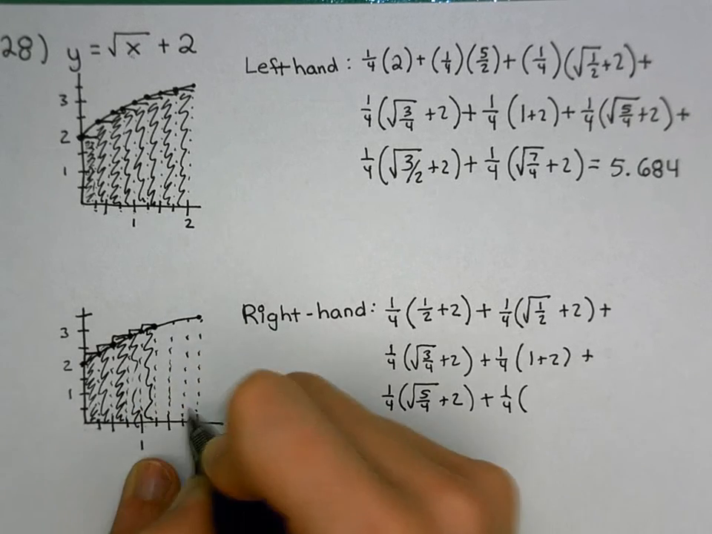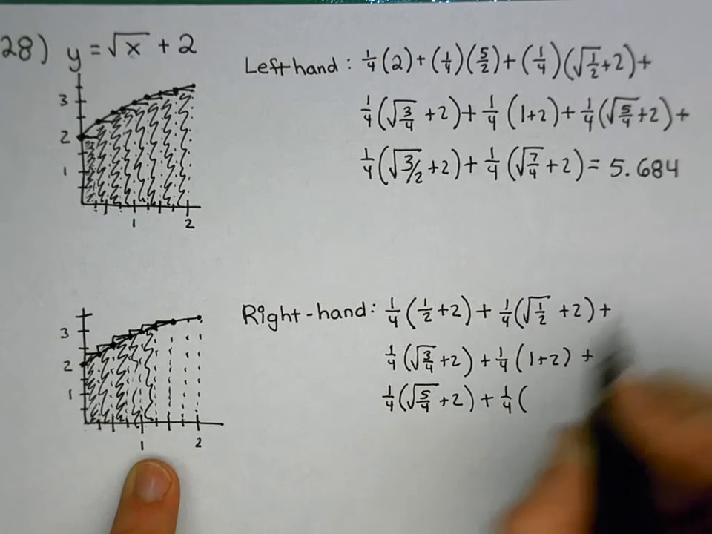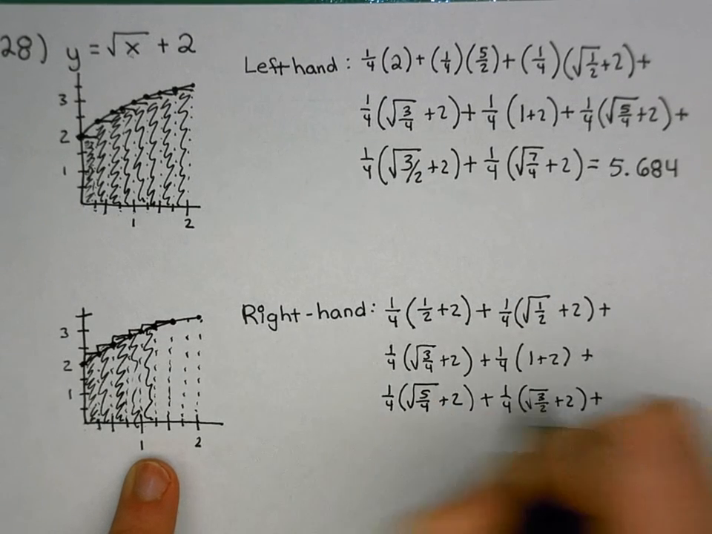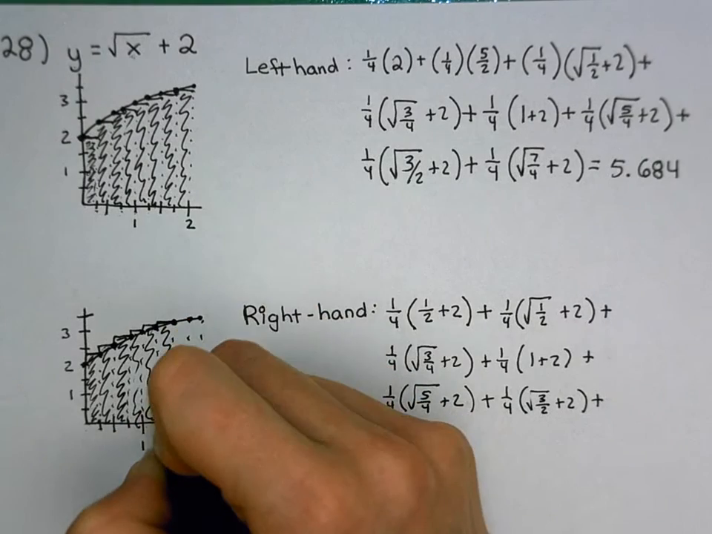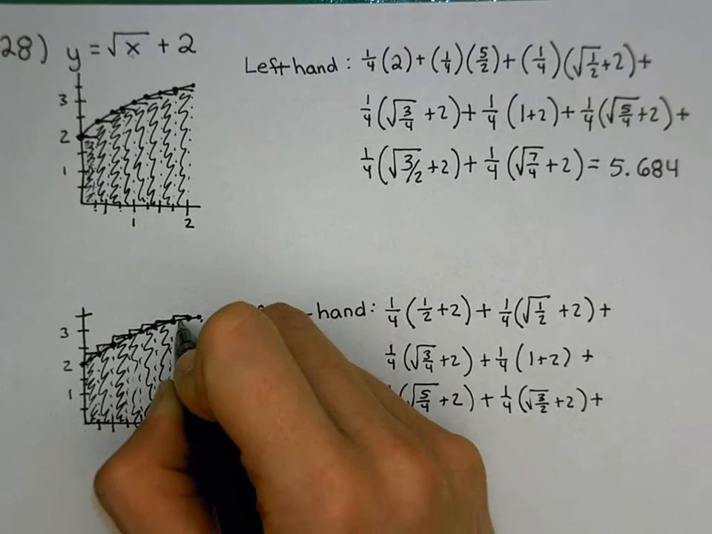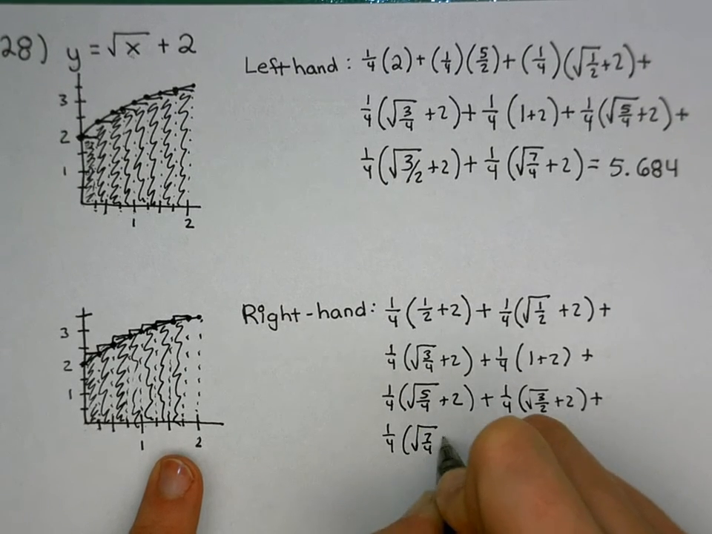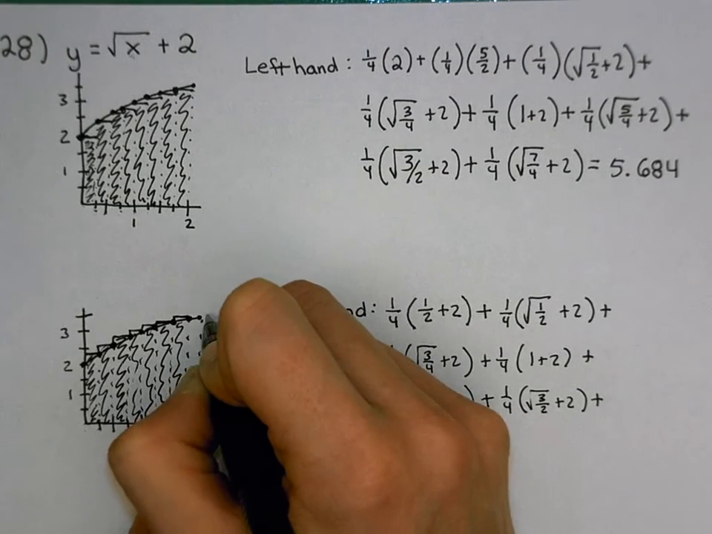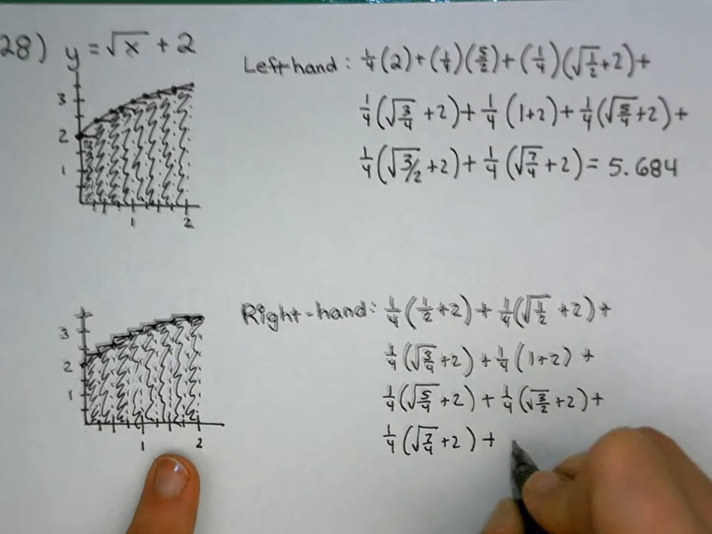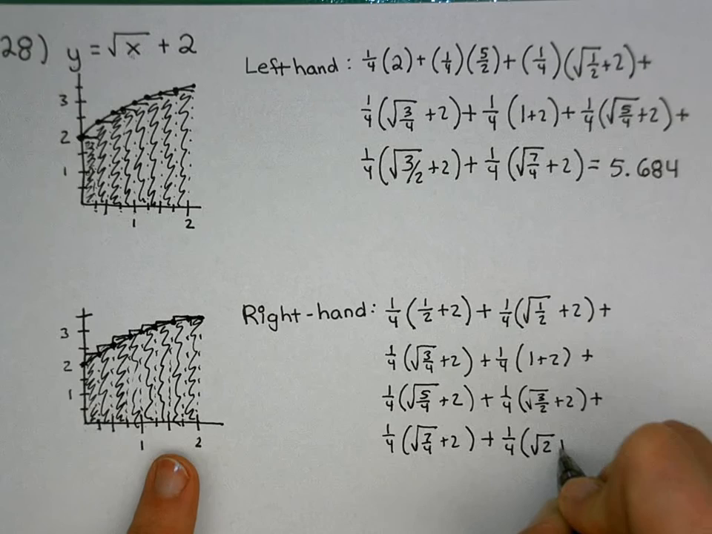So we calculated that subinterval. The sixth one, which happens when x equals 3/2. So we have square root 3/2 plus 2. The seventh one, which comes from the right, which is x equals 7/4. And so we do square root 7/4 plus 2. Plus, and then the last one, coming from the right, which is x equals 2. Still a slight over approximation, 1/4 square root 2 plus 2.